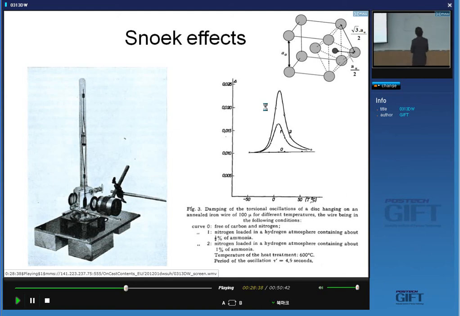But when you unload the specimen and hold it for several months, or slightly heat it up, what will happen? The yield point reappeared, because during the holding or the slight heating of the specimen, the solute atoms diffused into the core of the dislocation.